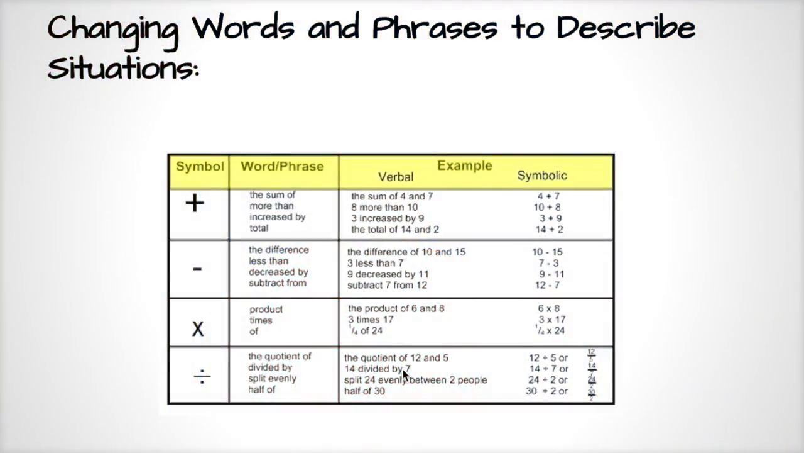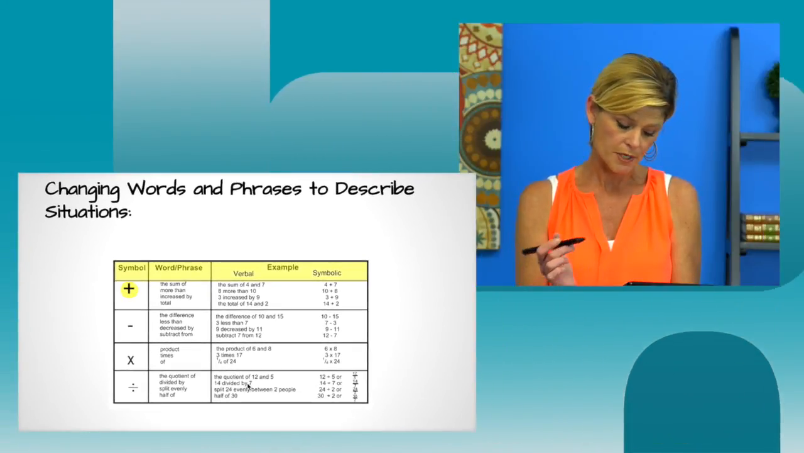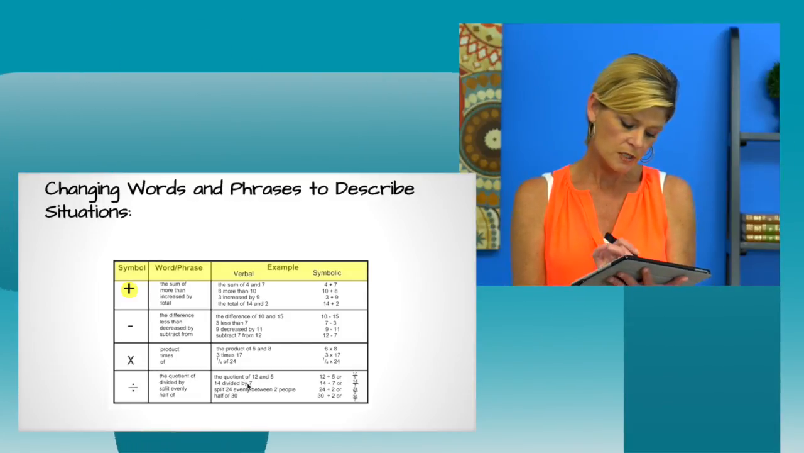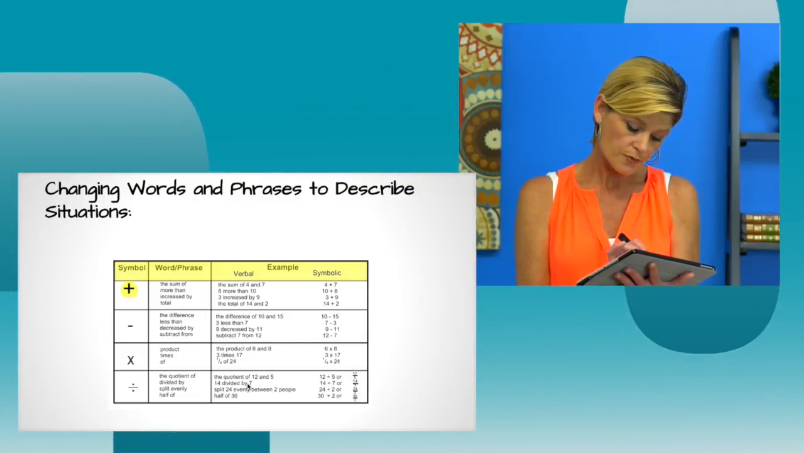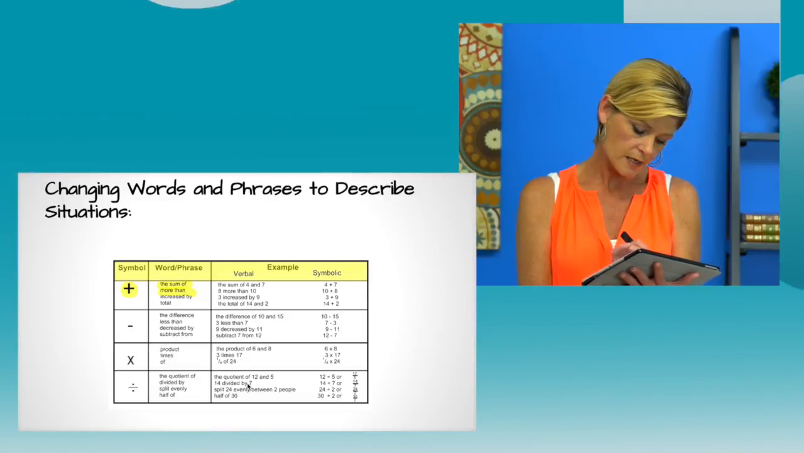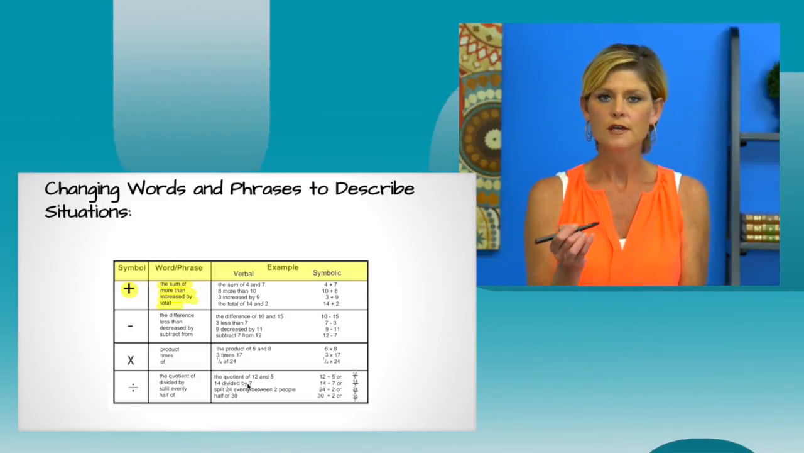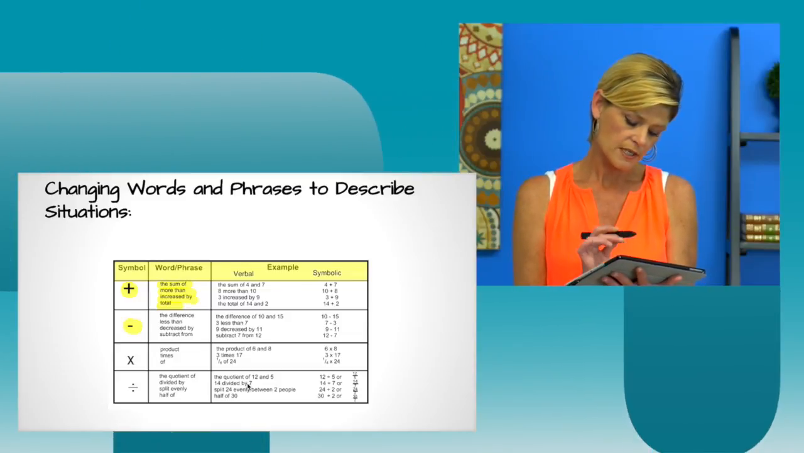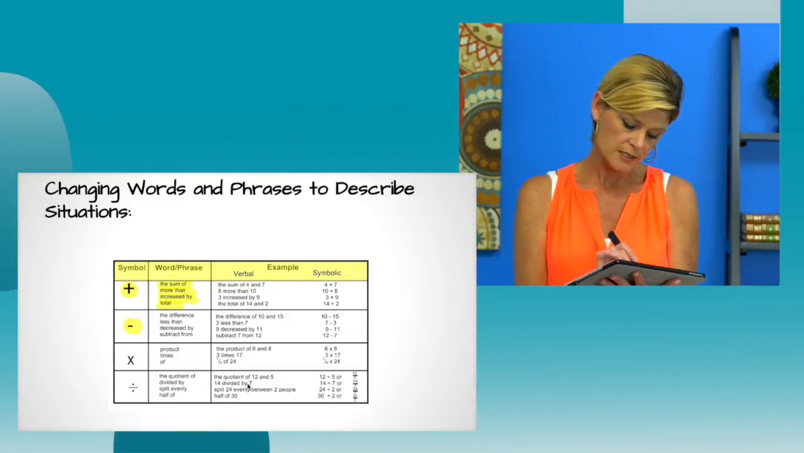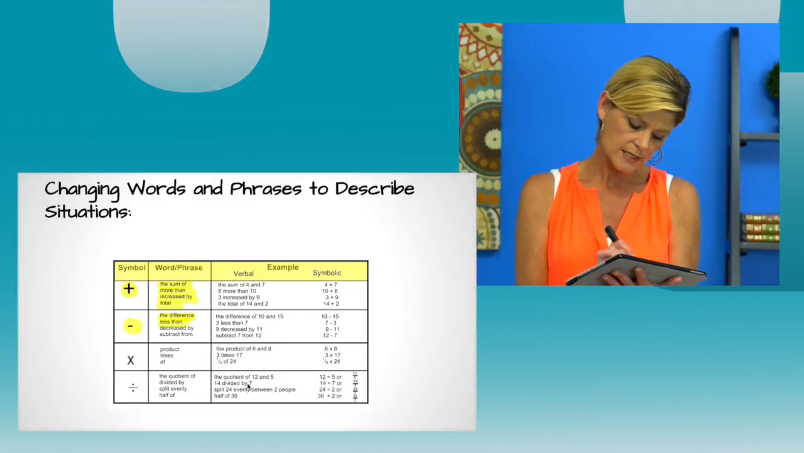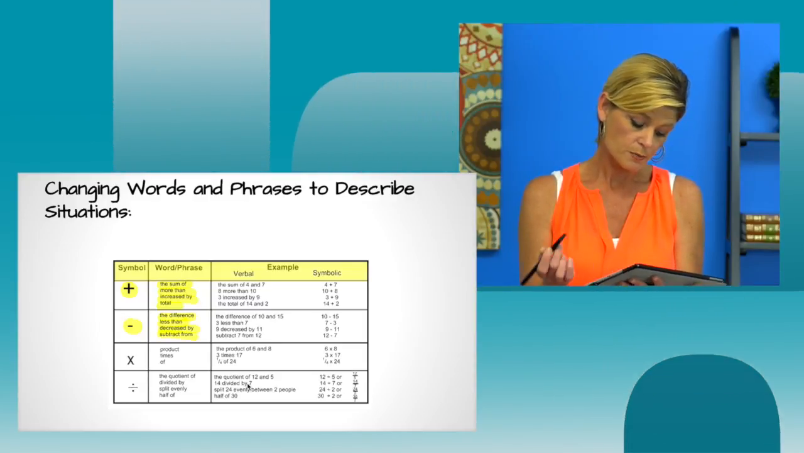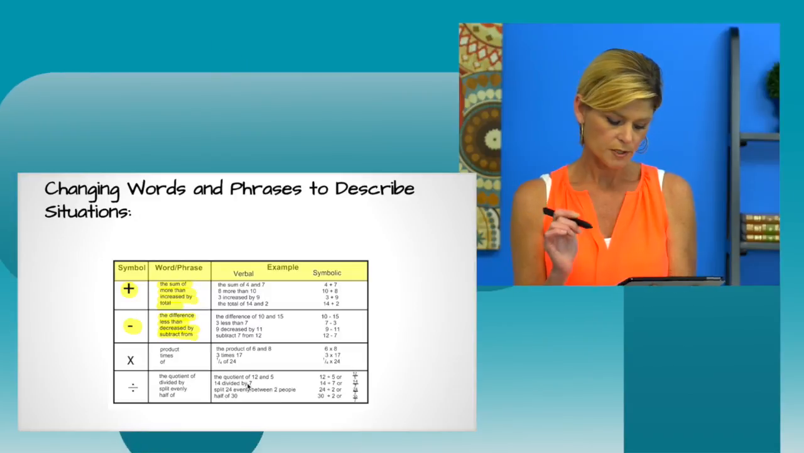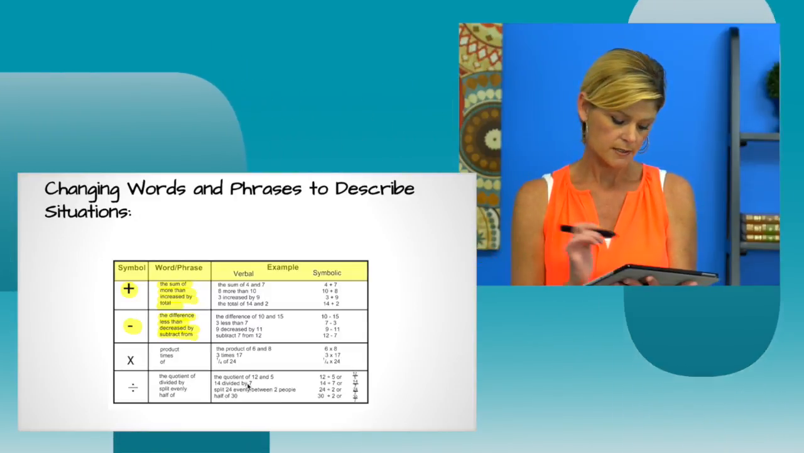I really like this graph because it helps you when you're doing word problems to identify what symbol the question is asking you to use, or what operation. So for example, if you see the words or phrases the sum of, more than, increased by, or total, you know that question is asking you to add. You know that the question's asking you to subtract if you see phrases like the difference, less than, decreased by, or subtract from. Those are all words and phrases that indicate that you need to subtract.